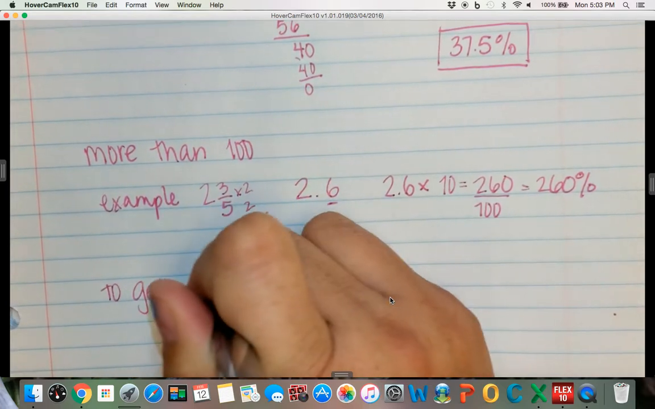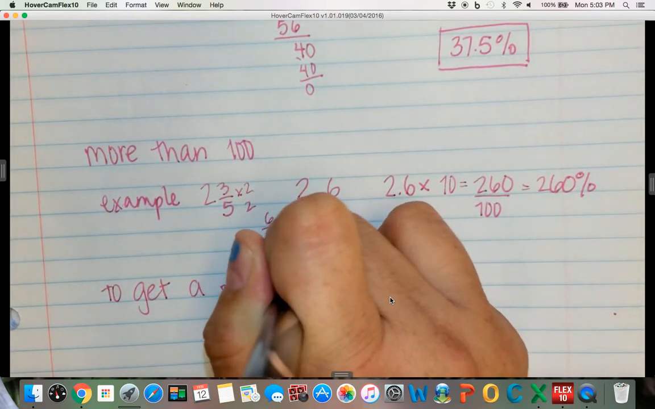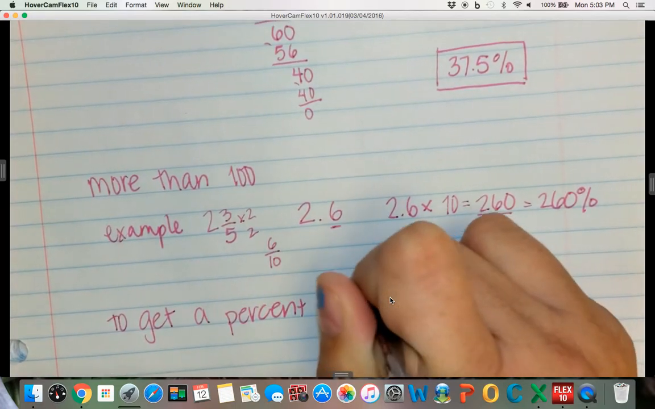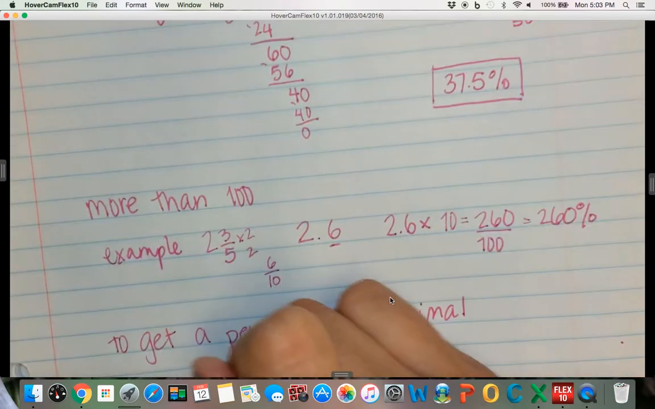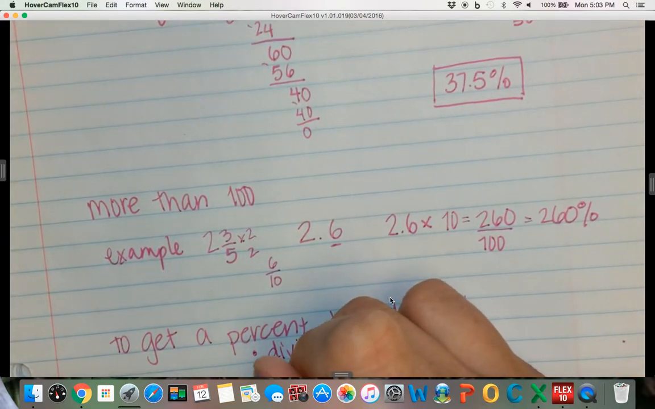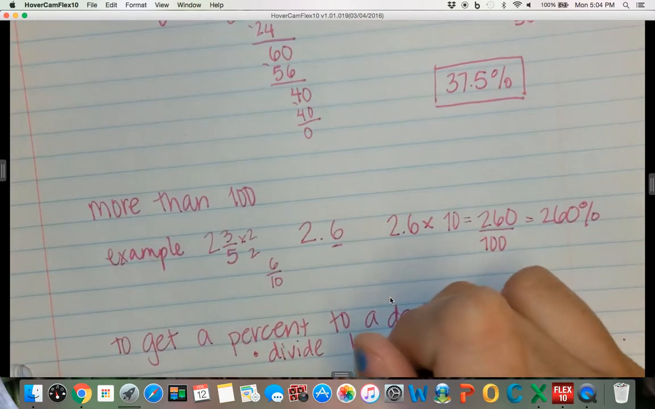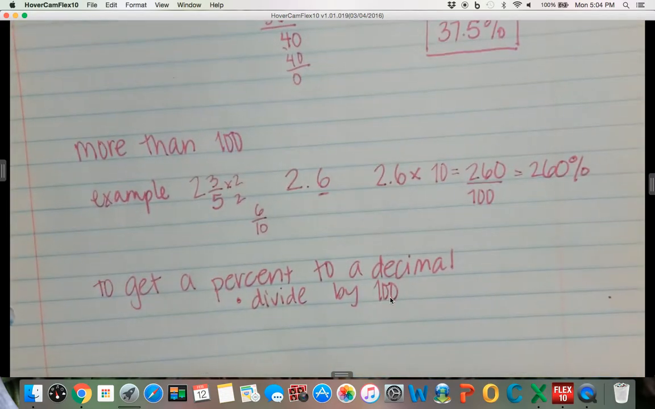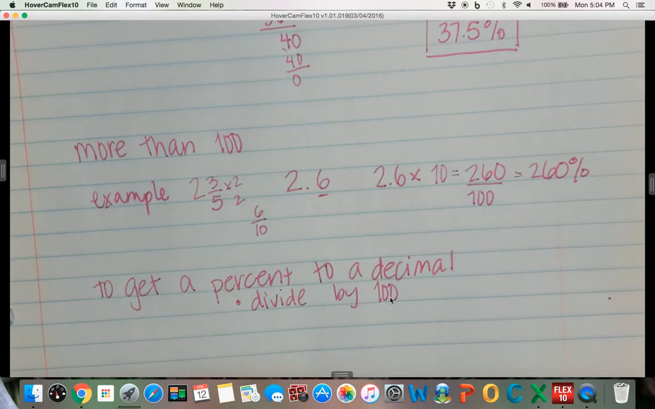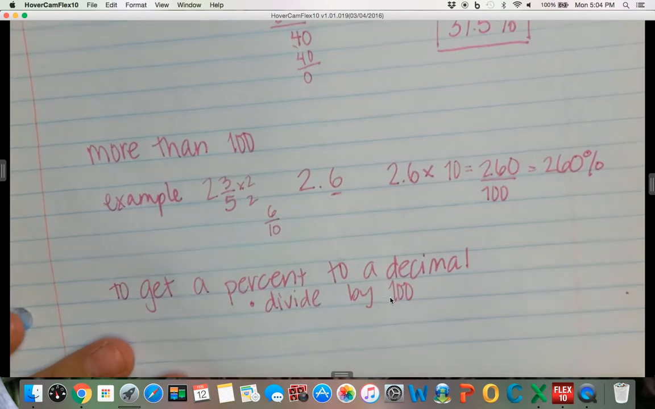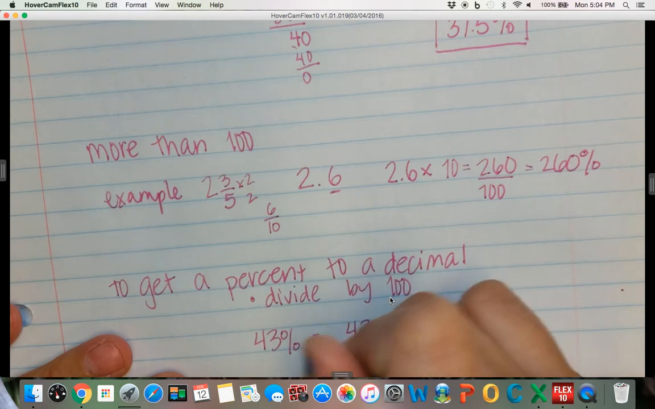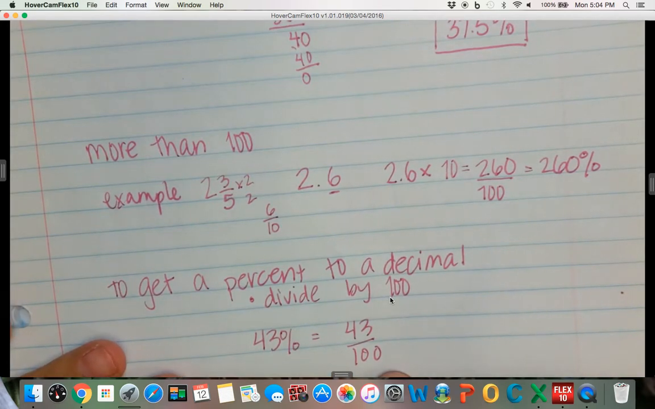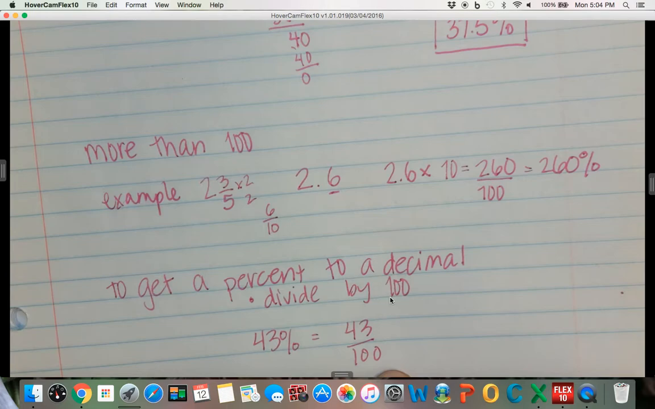To get a percent to a decimal, all you have to do is divide by 100. So let's say I have 43%. All I have to do is 43 over 100, which cannot be simplified.